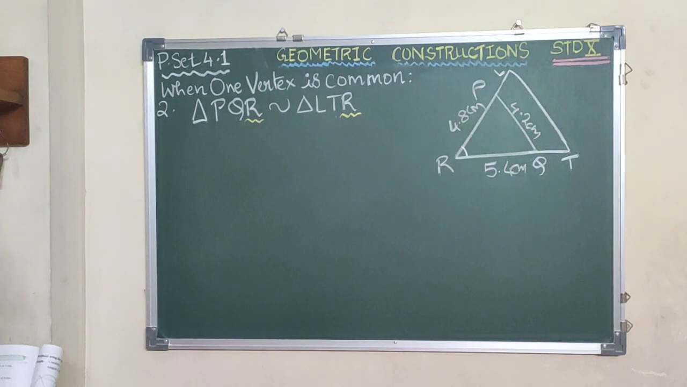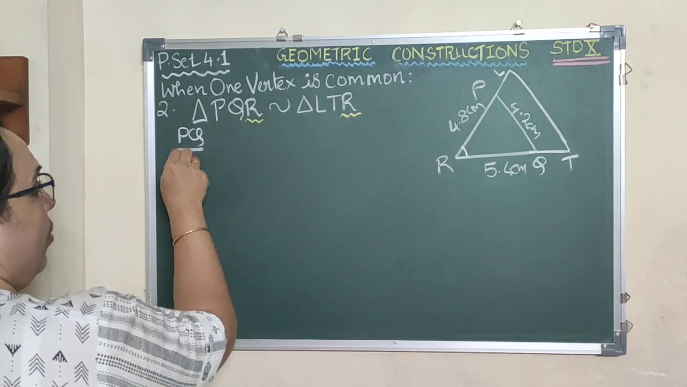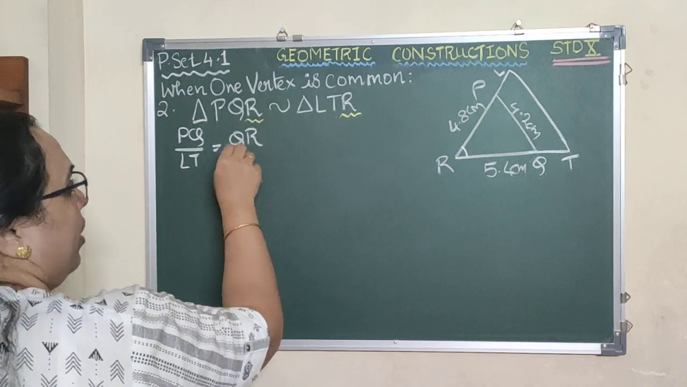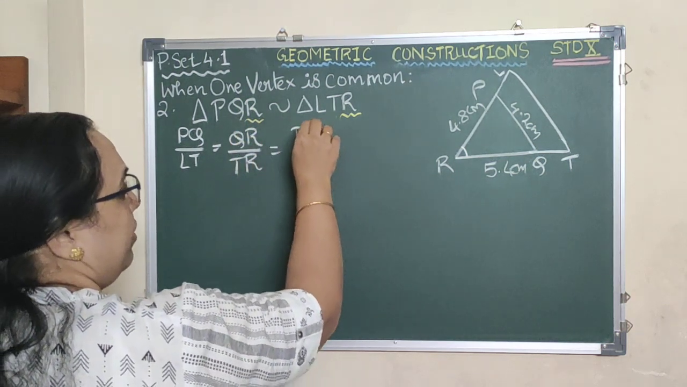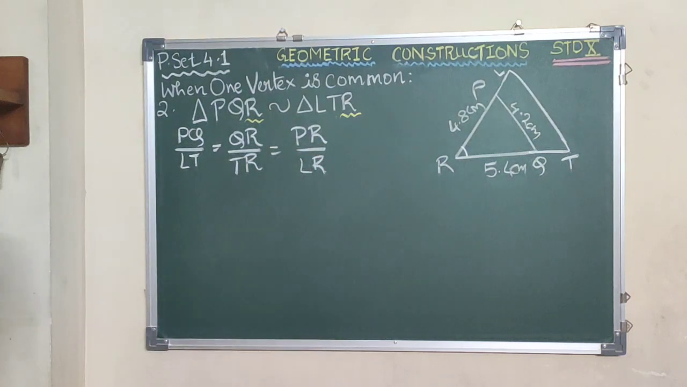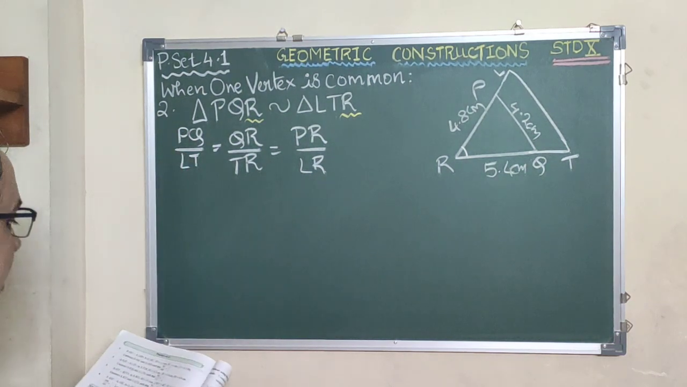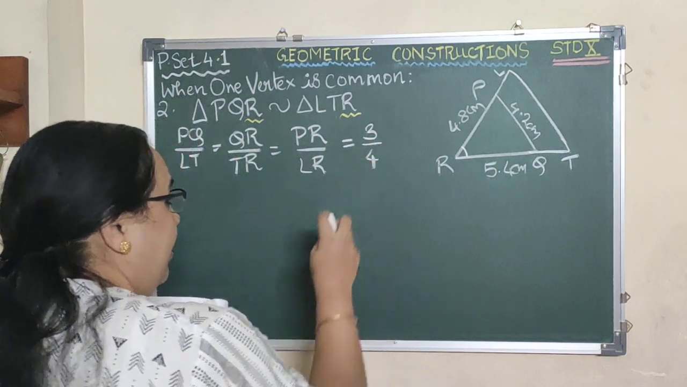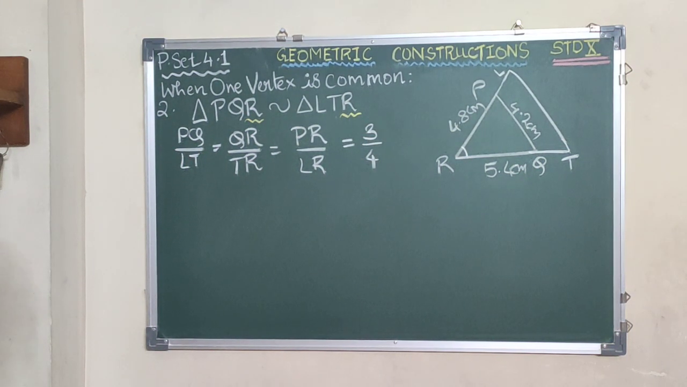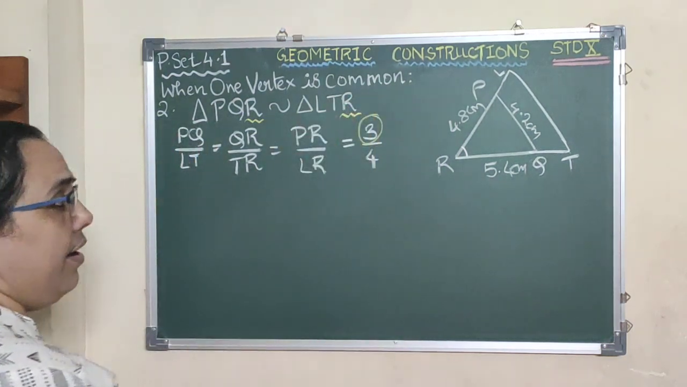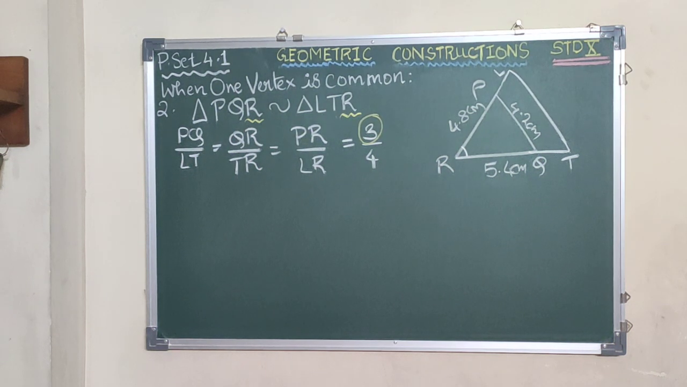Let us write the corresponding sides which are in proportion. PQ upon LT is equal to QR upon TR is equal to PR upon LR, right? And the ratio is given as PQ upon LT is equal to 3 upon 4, and in this lies a hint that triangle PQR is smaller and triangle LTR is a greater triangle. Now to start with the construction, PQR is already given to us with all the measurements. So we will first construct triangle PQR, keeping vertex R common, and once we finish triangle PQR, then we will do the division of segment.